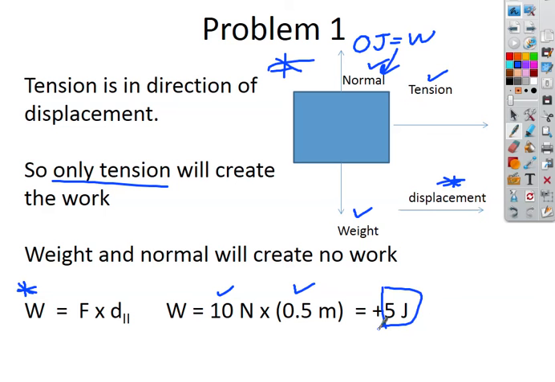Technically I would just leave it as 5 joules, but now I want to be specific and ask, is it positive or negative? I'd say it's positive because the displacement is in the same direction as the tension. That means the object must be gaining energy, is another way to look at it. I am putting 5 joules of energy into the box for it to use however it wants, most likely in the form of kinetic energy.